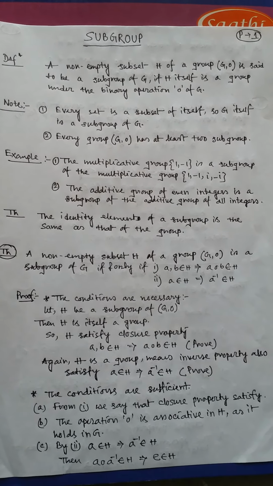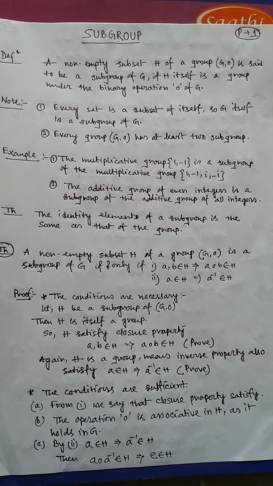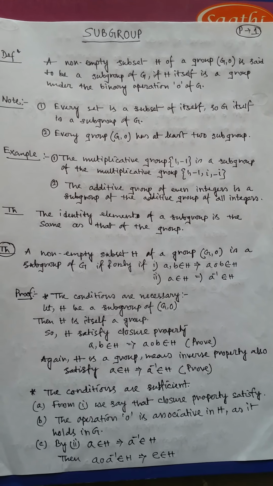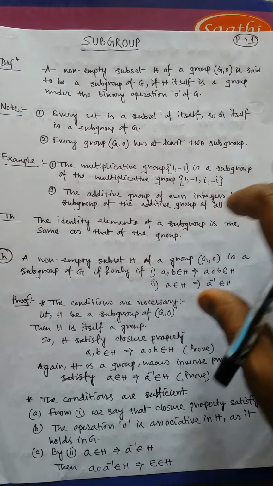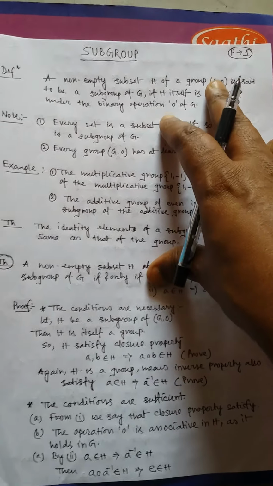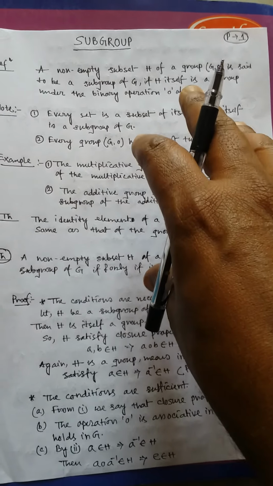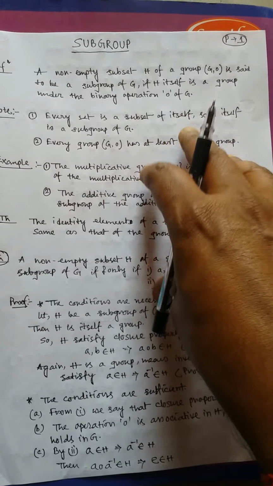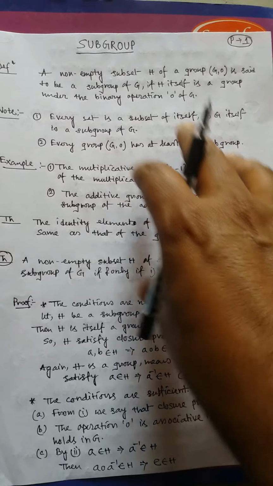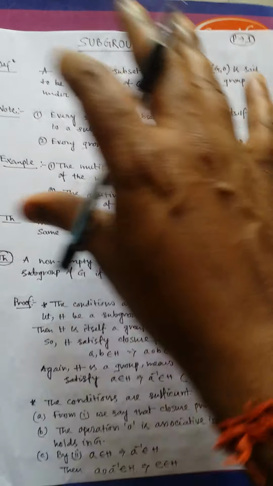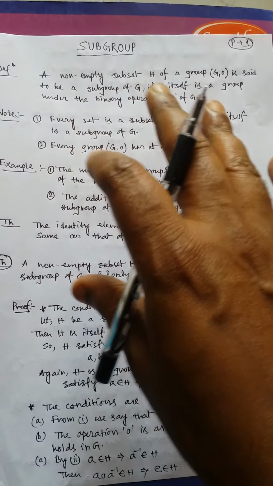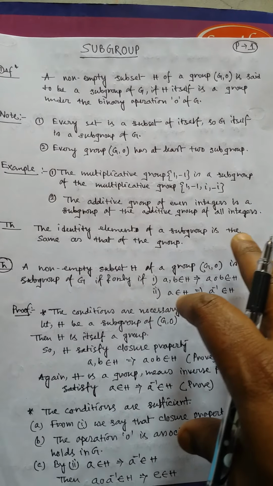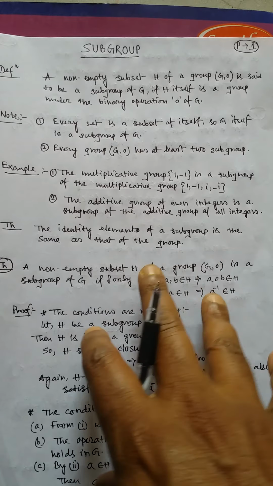Another thing you must remember: the identity element of a subgroup is the same as that of the group. If (G, compose) is a group and there are 5 subgroups, then each and every subgroup must have the same identity element. Clear? So that's why the identity element of each subgroup is the same as that of the group.